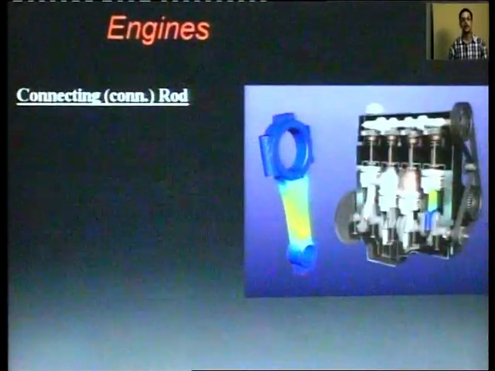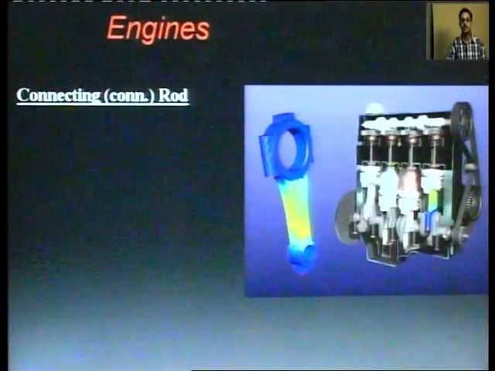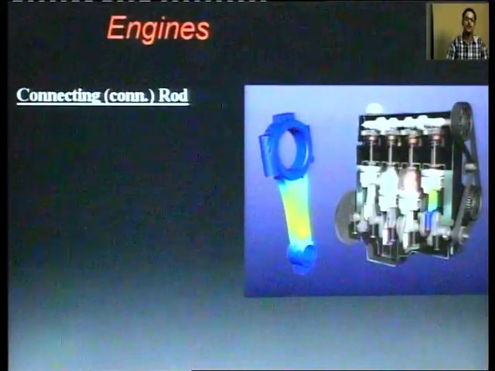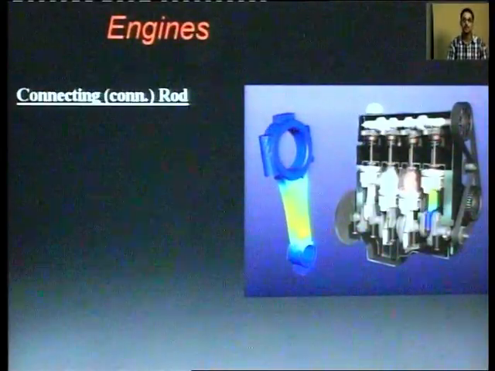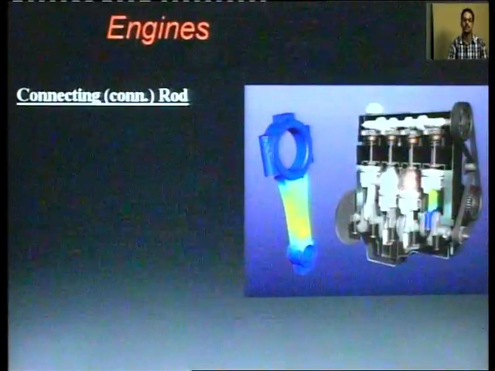Connecting rod, or sometimes known as con rod also. This is the placement of our connecting rod. There is one big end and another is small end. The big end is on the lower side and the small end is on the piston side.